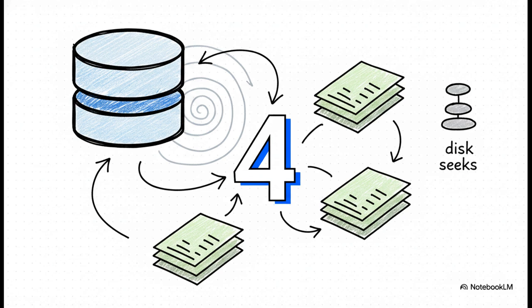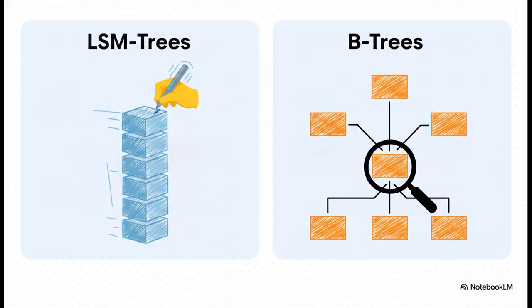What does O of log n actually mean in practice? It means you might only need a tiny handful of page jumps, literally just 3 or 4 disk seeks, to find one specific key hidden among hundreds of millions of records. That is wild. All right, so we've got 2 major schools of thought here.